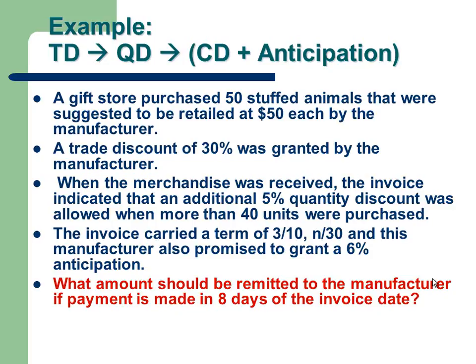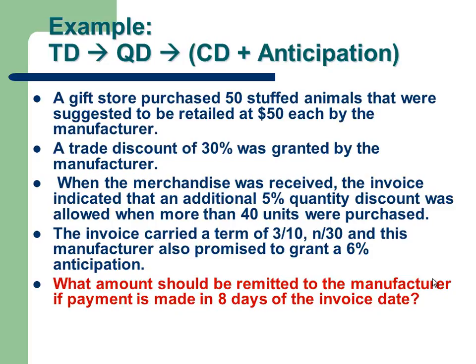But the cash discount and anticipation have to do with when the invoice is paid. So remember that. Utilize the information that the payment was made in 8 days from the invoice date when you calculate the cash discount and anticipation. But for the trade discount and quantity discount, that information won't be relevant, right? So go ahead and do the calculation starting from trade discount.